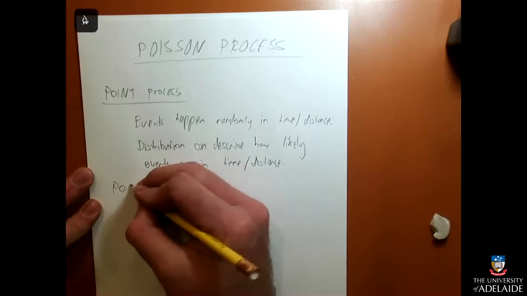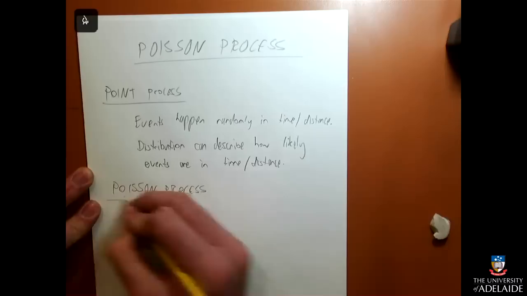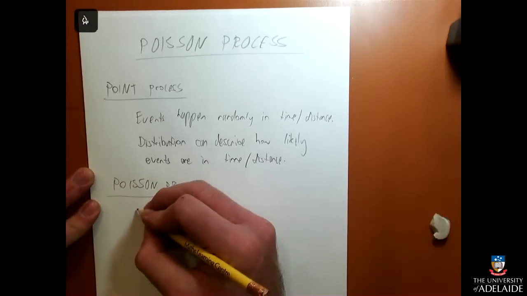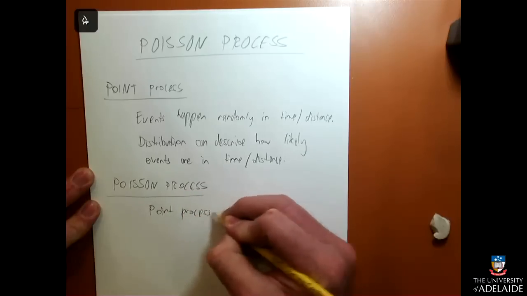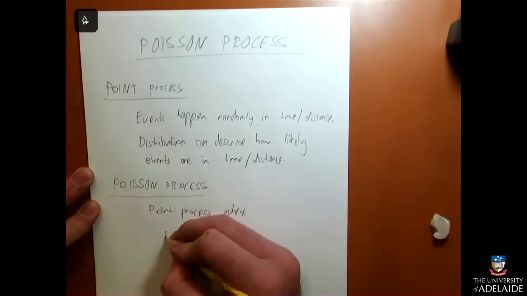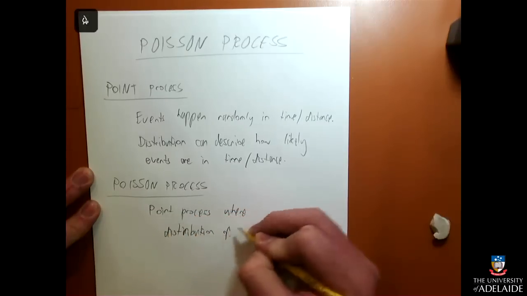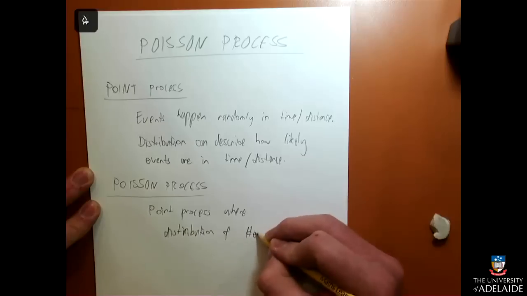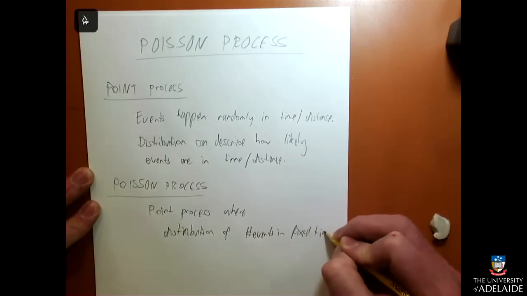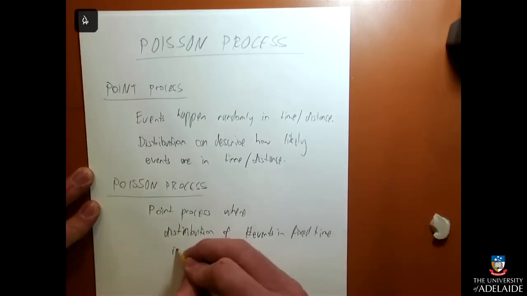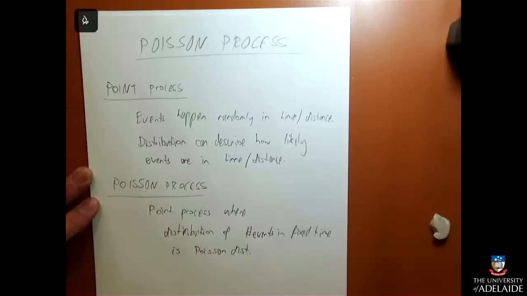So a Poisson process is a point process where the distribution of the number of events in fixed time or distance is a Poisson distribution. That's why it's called a Poisson process.